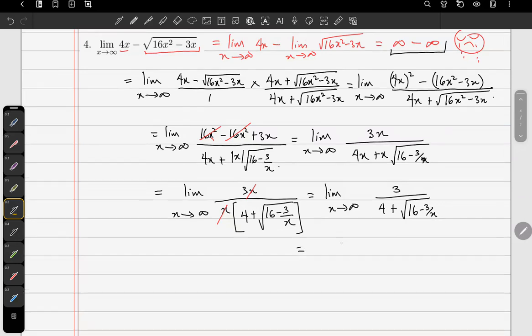The limit of 3 is just 3. The limit of 4 is just 4. The square root of the limit of 16 is just 16. And the limit of 3 over x as x approaches infinity is 0. We've seen that over and over today. So this is 3 over 4 plus 4. And this is 3 over 8.